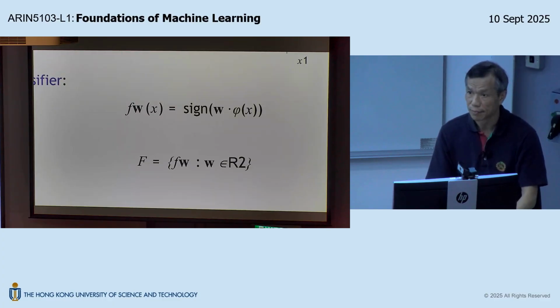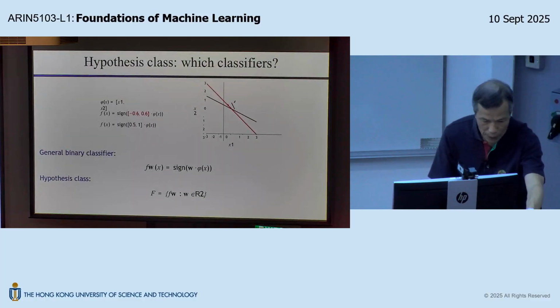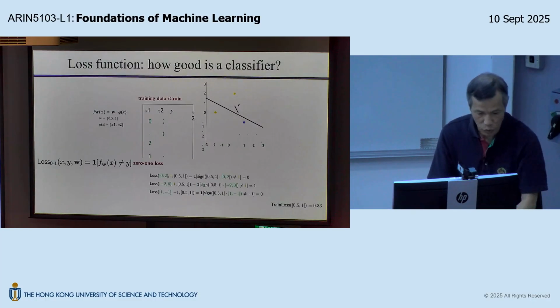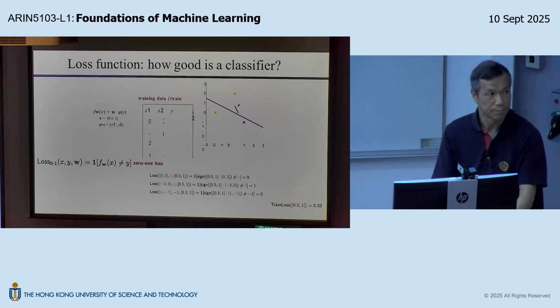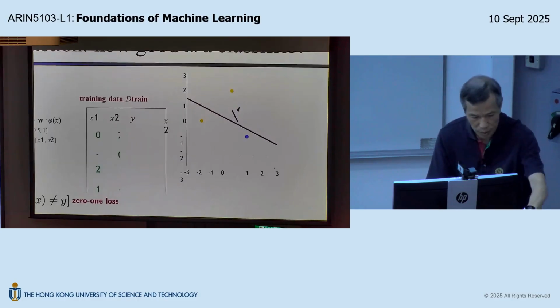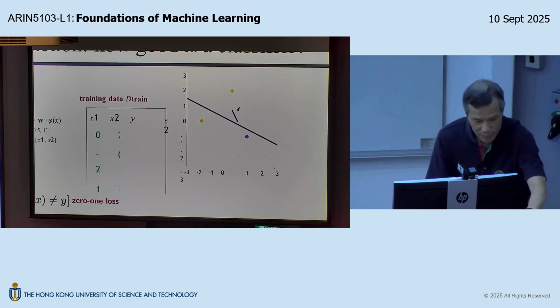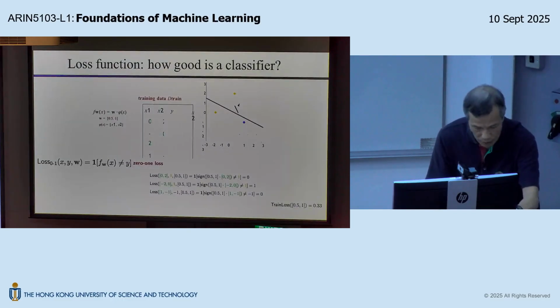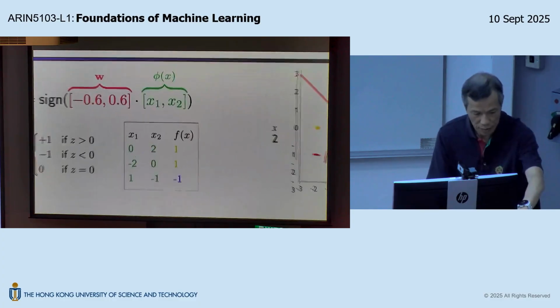Any questions? Now, obviously, not all boundaries are equal. Some are better, some are worse. That's why you again need to use a loss function to tell me how good a particular model or classifier is. So, how to measure the performance? Maybe go back to this picture.